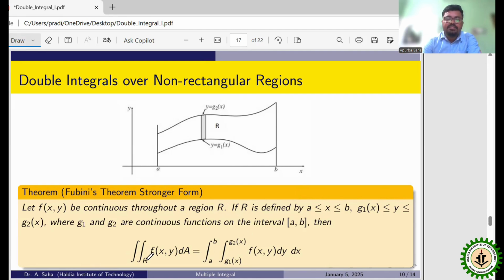Then the double integral over R of f(x,y) dA equals the integral from a to b, of the integral from g1(x) to g2(x), of f(x,y) dy dx. So here this is the limit of y, because we write y first. Okay, and this is the limit of x, from a to b.